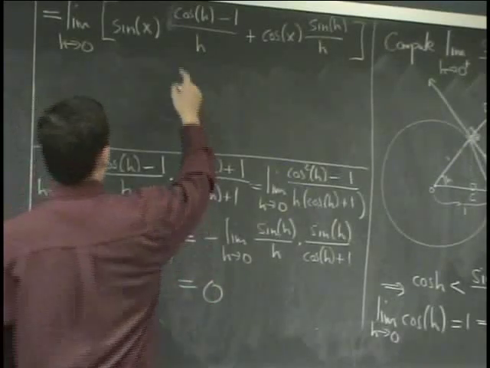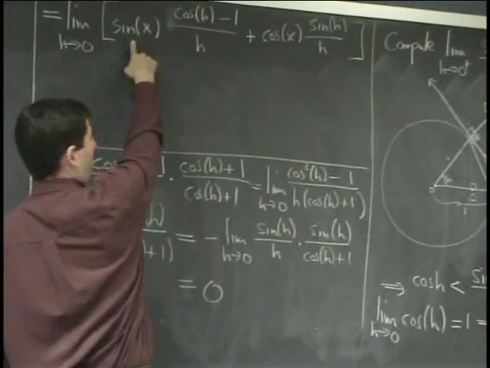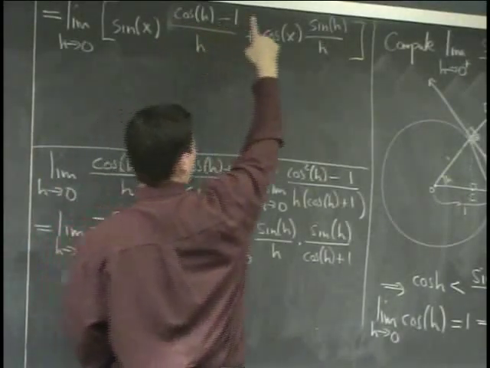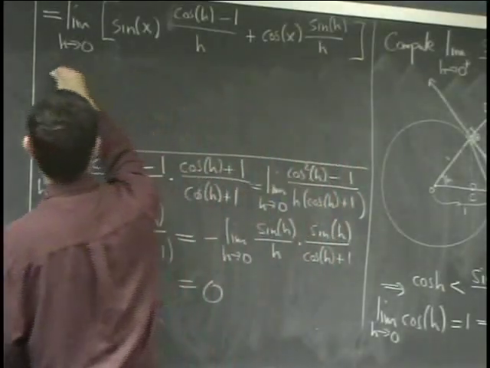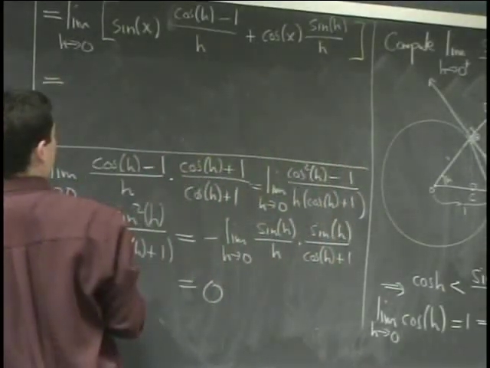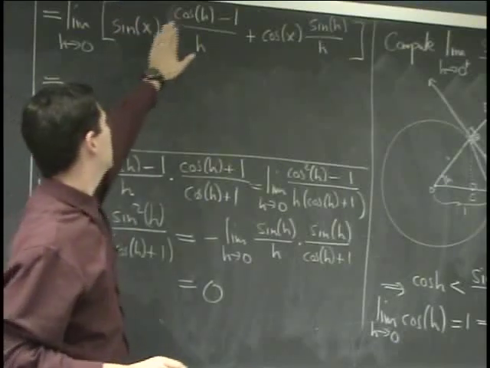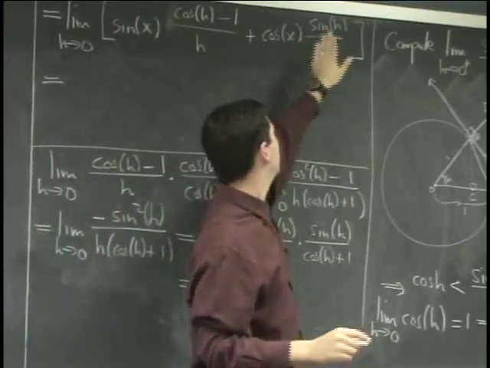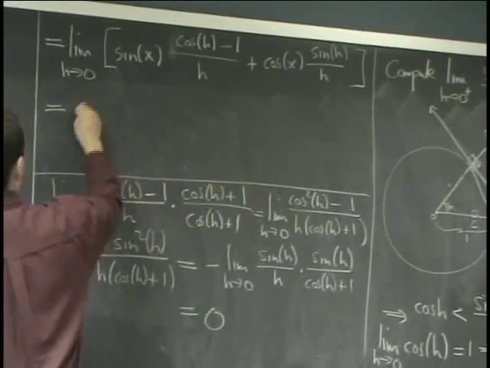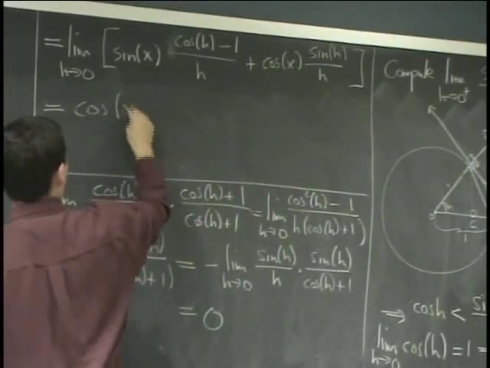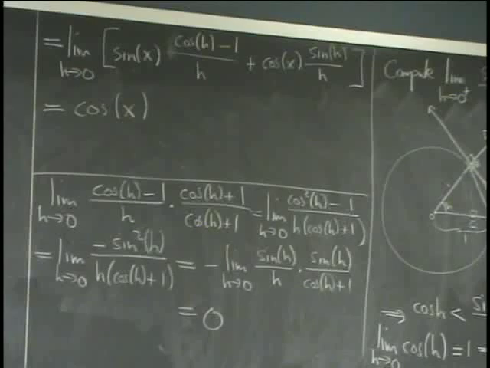Okay. So this limit will of course exist, it's a constant. This limit we just proved is 0. This limit will exist, it's a constant. This limit we proved is 1. So what's the limit? Sine times 0 plus cosine times 1 is cosine. Good. So this proves that the derivative of sine is cosine. Nice.